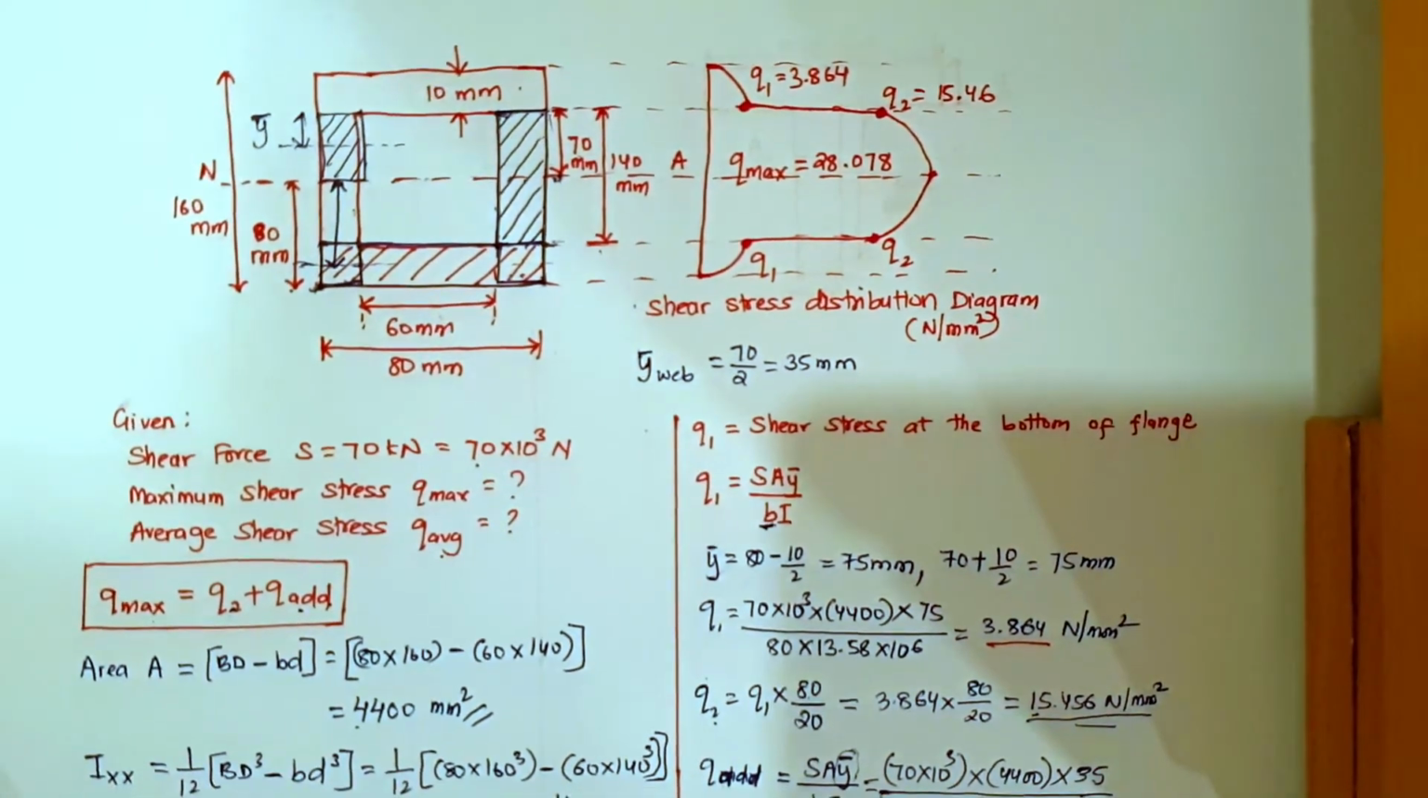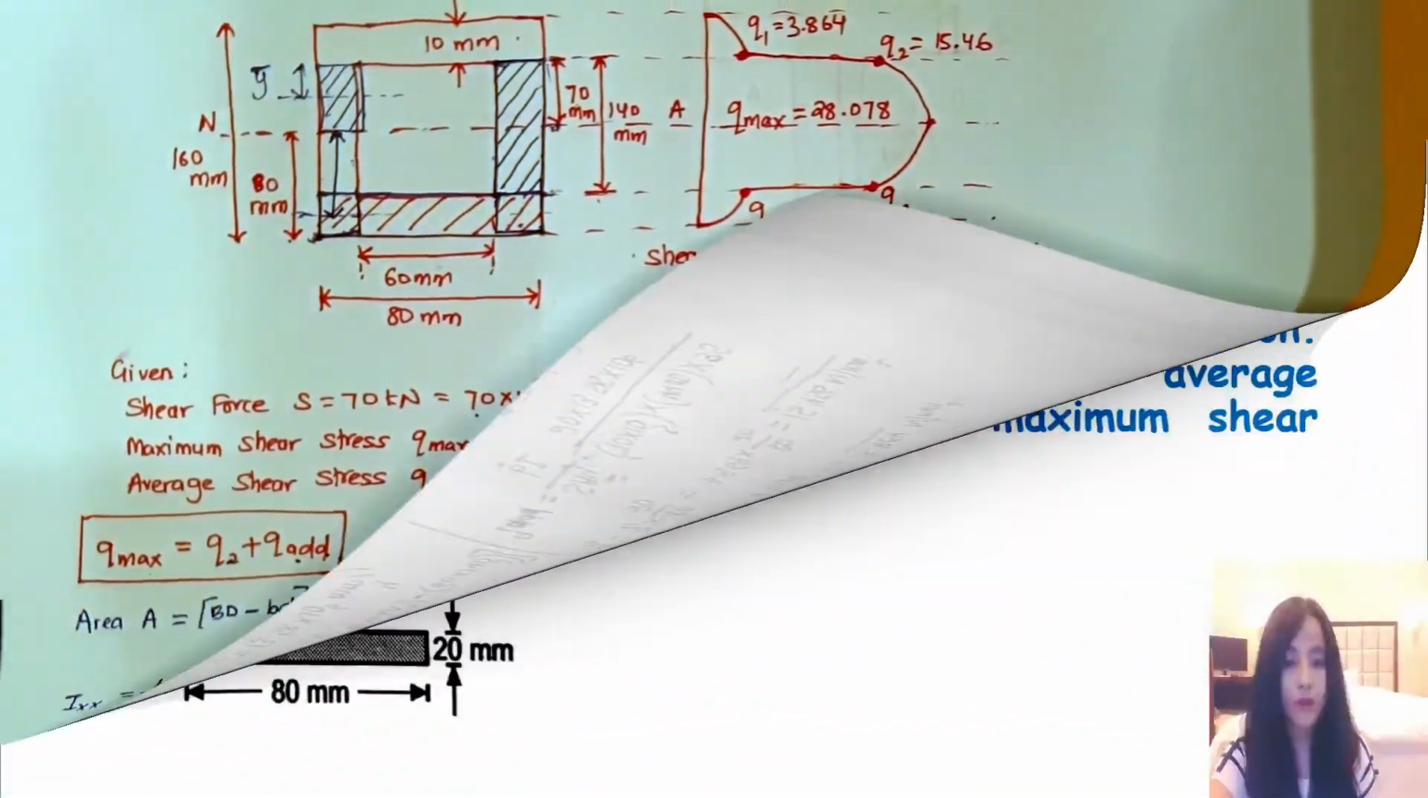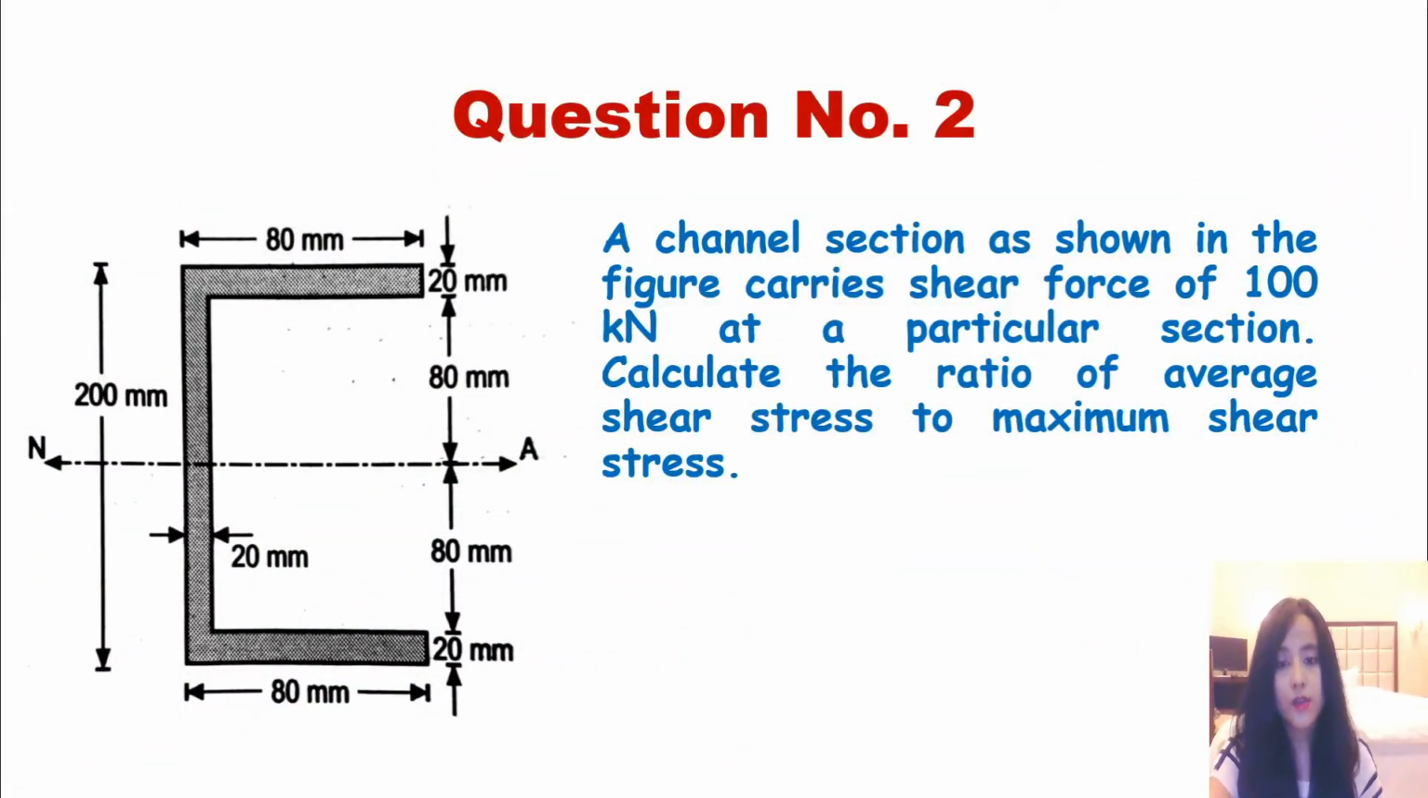Okay, so I hope this numerical is clear. Let us solve the last numerical for today's session. This is the channel section here, and this channel section is also a symmetrical section. So let me read its statement. A channel section as shown in the figure carries shear force of 100 kN at a particular section. Calculate the ratio of average shear stress to maximum shear stress.